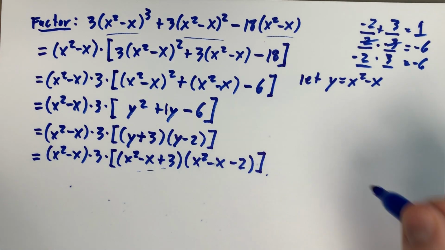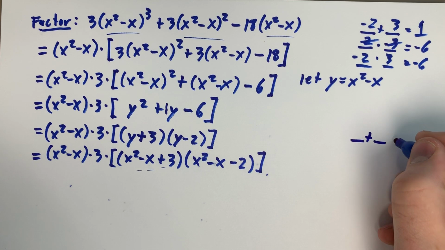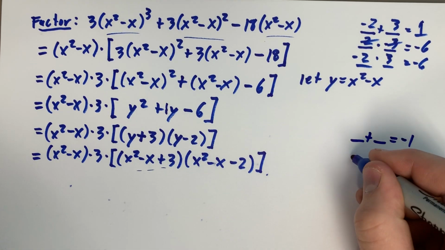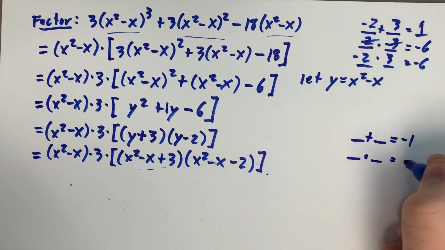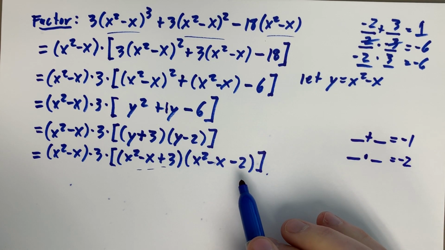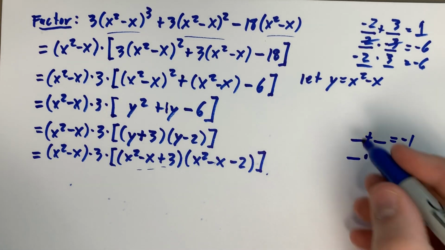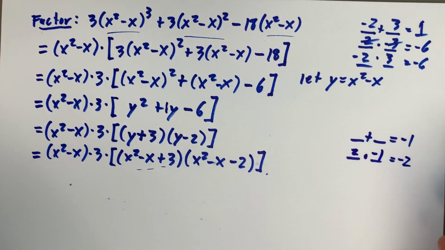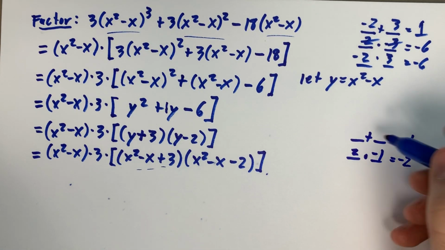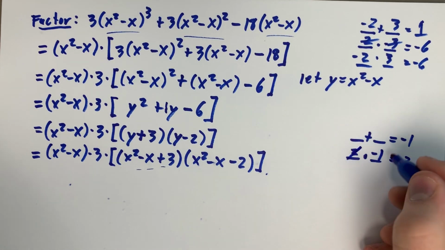Well, let's build another table. So we have blank plus blank gives us minus 1, and then blank times blank gives us minus 2. Well, the factors of minus 2 could be minus 1 and 2. So let's give that a shot. We have 2 and minus 1. That gives us minus 2. And now when I try to combine this using addition, I only get 1. So our signs probably are wrong here. So this didn't work.